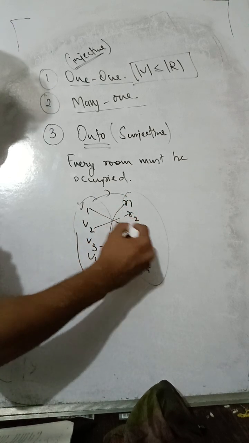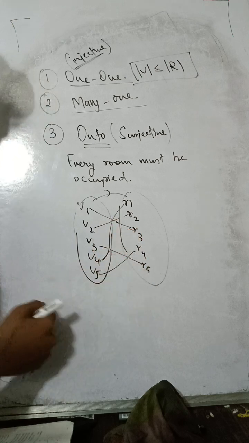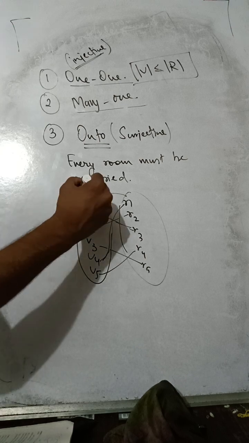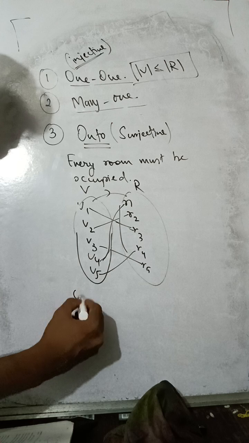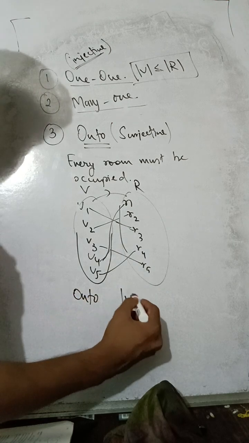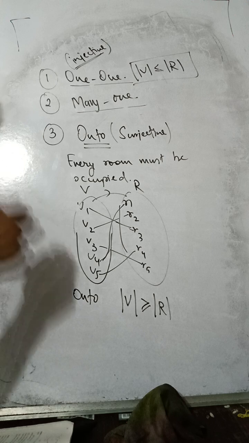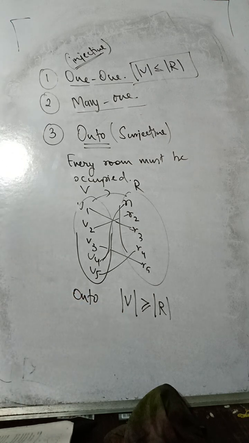So for an onto function, you can definitely see that the number of visitors should be greater than or equal to the number of rooms. Otherwise, it is not going to be an onto function. So for an onto function, it is very important that the number of visitors is at least the number of rooms. That is, the domain cardinality must at least be the codomain cardinality.